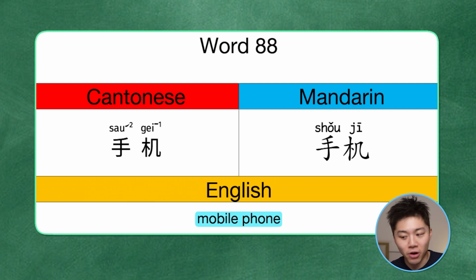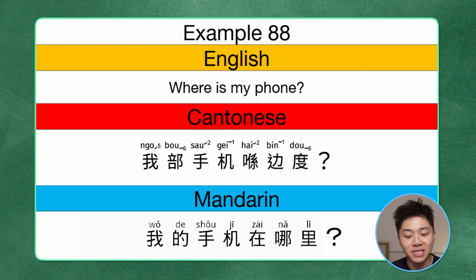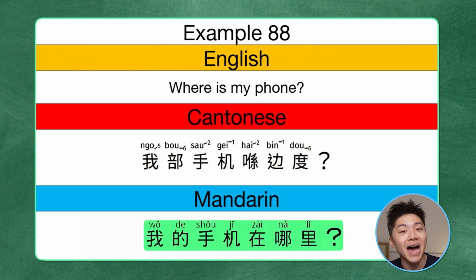Next we have mobile phone. 手機 in Mandarin. So for example, where is my phone? Cantonese, 我部手機喺邊度. In Mandarin, 我的手機在哪裡.